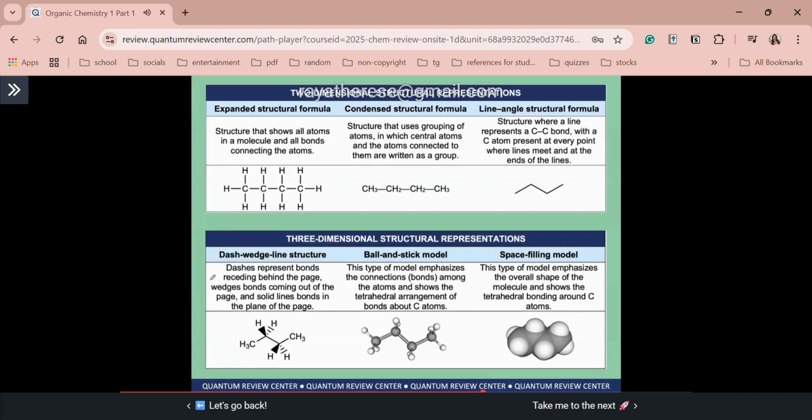So usually class, we encounter the dash wedge line structure in stereochemistry discussions. So remember, we have 3 symbols. Dash, it recedes behind the page. Wedge, coming out of the page. And lastly, you have your solid lines. Okay? That is similar to the plane of our page.